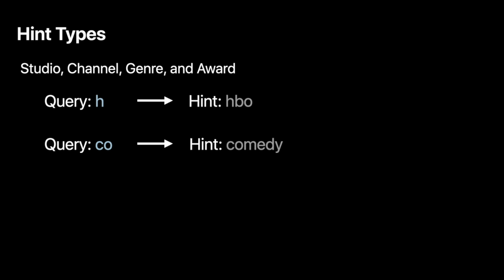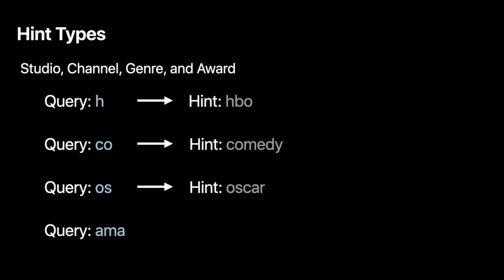We also have studio, channel, genre, and award hints. Here are some query examples. For the query H, the hint HBO points to the channel HBO. For the query CO, the hint comedy points to the comedy genre. For the query OS, the hint Oscar points to the Academy Awards. And we also have hints that suggest a combination of video-related terms. Like for example, for the query AMA, the hint Amazon Adventure offers a hint that points to a channel and genre.